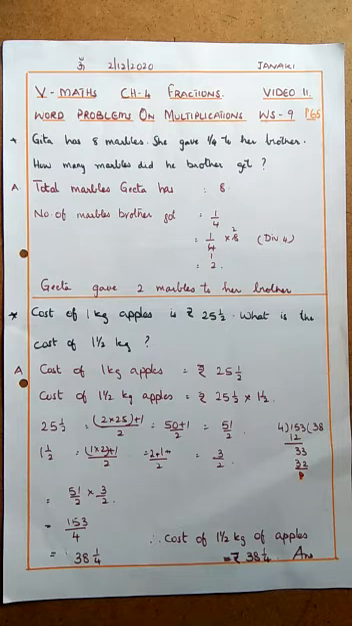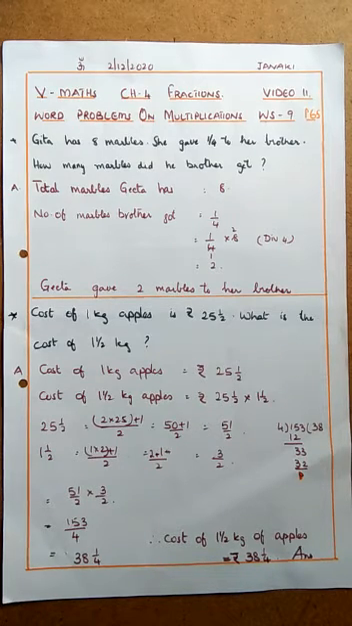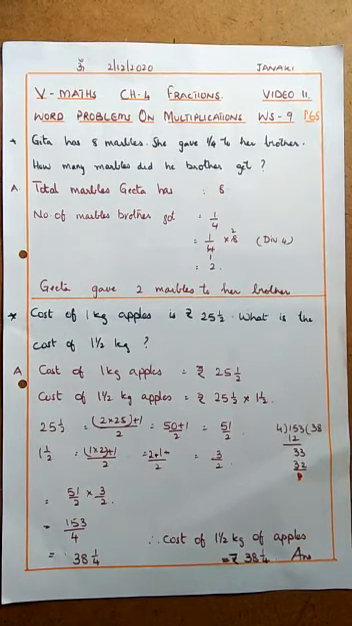So this way there are 4 more sums. Total 6 sums are there. The remaining sums you have to do yourself. For the first 1 hour I won't give any answers. Later on I'll give the answers.